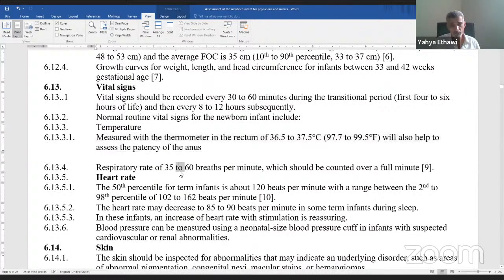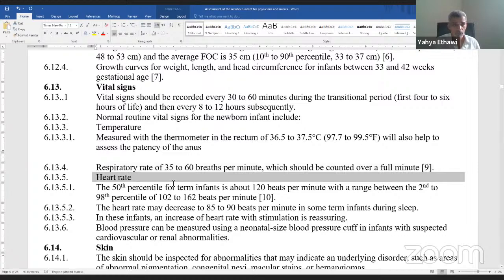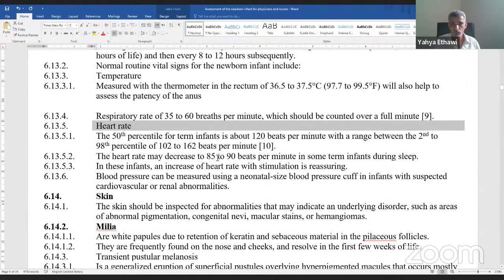You need to check the respiratory rate and the heart rate, and if you have a monitor, look at the rhythm changes of the heart rate.